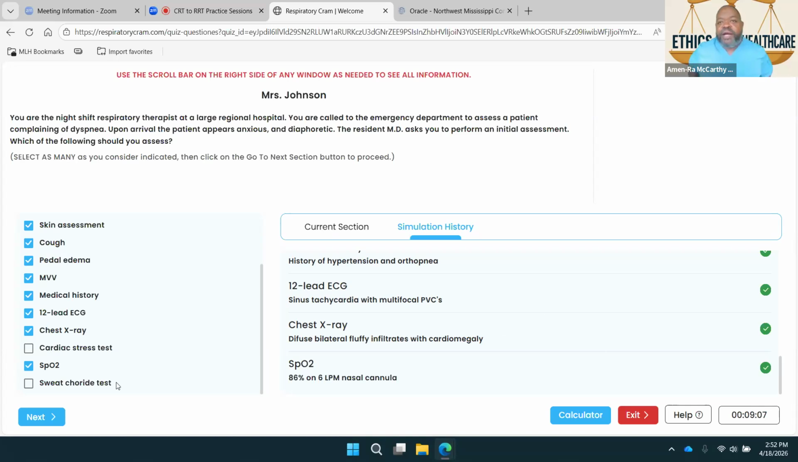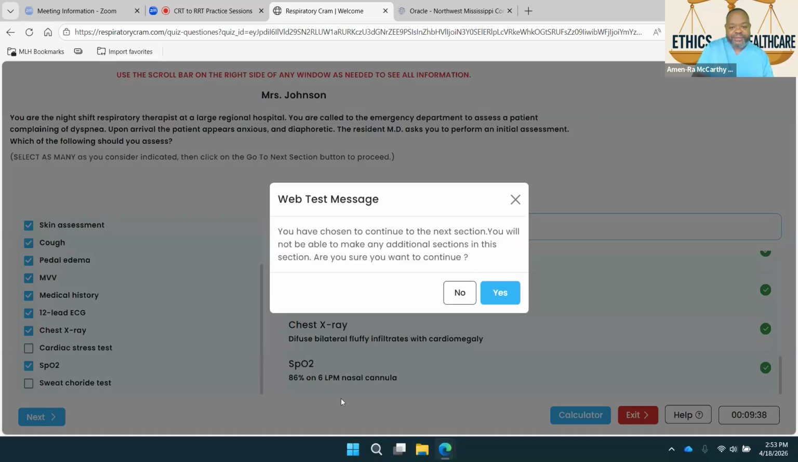All right. What about a sweat chloride test? No. What is that for? Cystic fibrosis. Good. So if somebody didn't know that, they might say, well, let me see. They did say she was diaphoretic, so let's do a sweat chloride test, right? It can happen, but no, you would be wrong. So sweat chloride test we do not do. That is for cystic fibrosis. All right, good job, guys. That's your information gathering. Let's go to the next section.